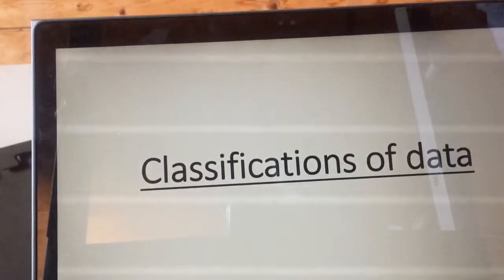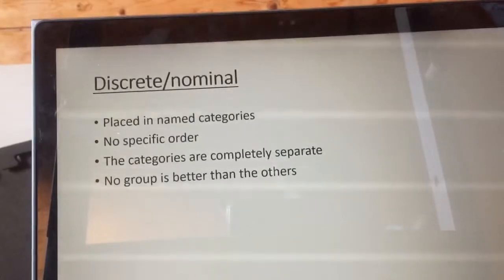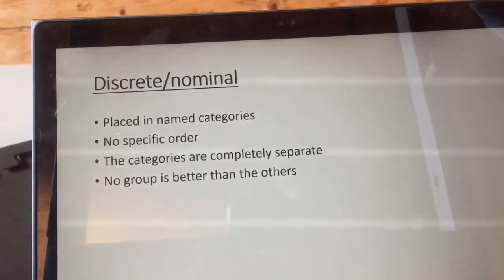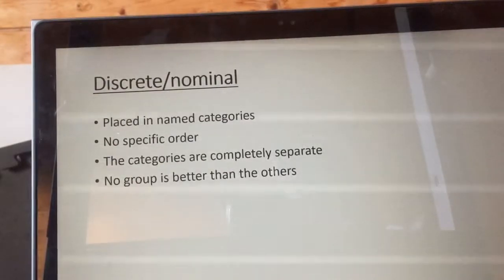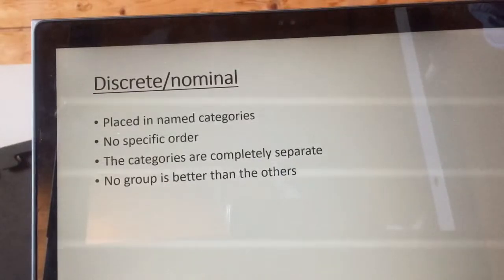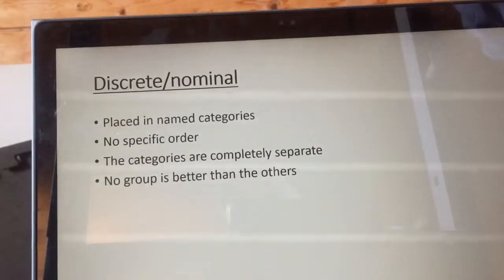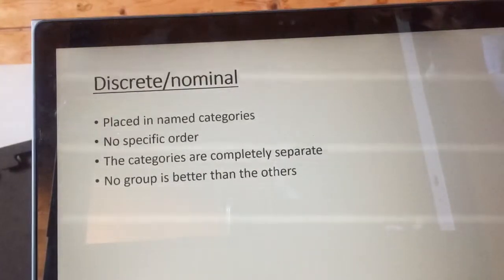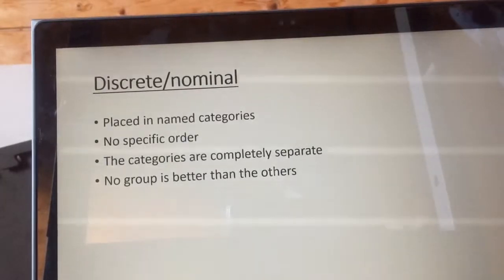Moving on, we have the classifications of data. First one is discrete/nominal. This means that the data you've collected is placed in categories, there's no specific order, and there's no advantage to being in one category than is to the other. So for example, if you're collecting the age range of participants in sport, you could use 10 to 15, 16 to 21, 22 to 25, etc, etc. And there's no benefit to being in the older category or the younger category.